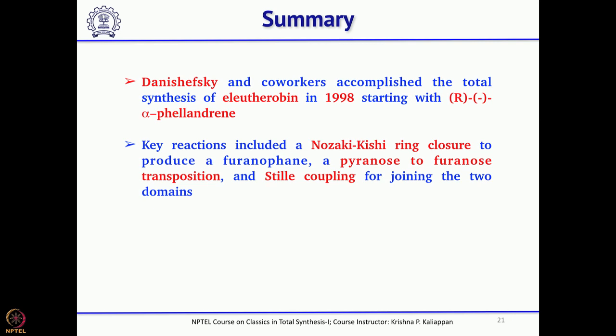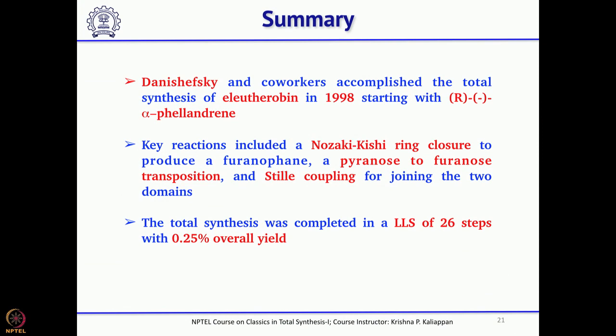One, the Nozaki-Hiyama-Kishi reaction to form the 10-membered ring, and second, the ring expansion of the furan ring to pyranose, and the third one is the pyranose to furanose, that is, the 6-membered to the 5-membered ring, done under acidic condition. There is a fourth key reaction, that is the Stille coupling between the carbocyclic triflate and the tributyltin derivative of the sugar fragment. So these are the four key reactions which Danishefsky used to synthesize eleutherobin.